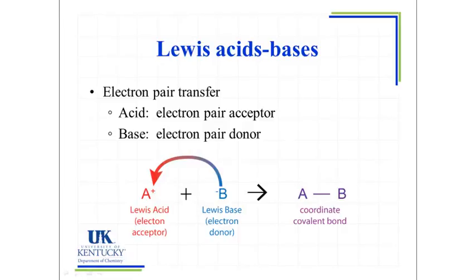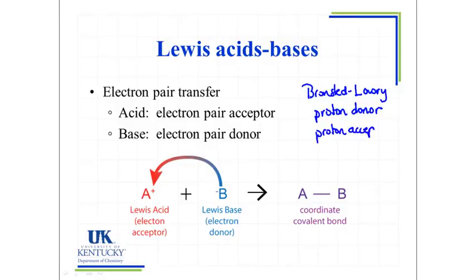So when we look at electron pair transfer instead of proton transfer that we did in the Bronsted-Lowry acids and bases, we have to define what we mean by an acid or a base. Here, for an acid, we mean an electron pair acceptor, compared to our Bronsted-Lowry definition, where we had a proton donor. And for our Lewis base, we have an electron pair donor, whereas in Bronsted-Lowry we had a proton acceptor.